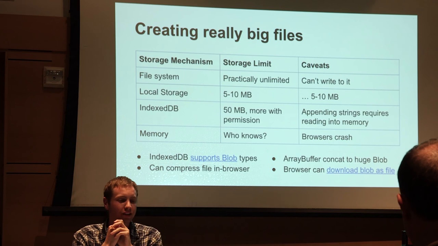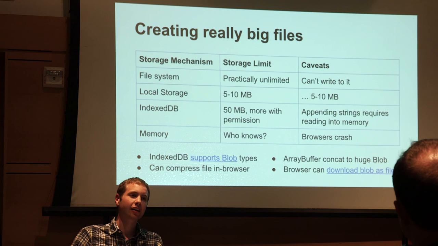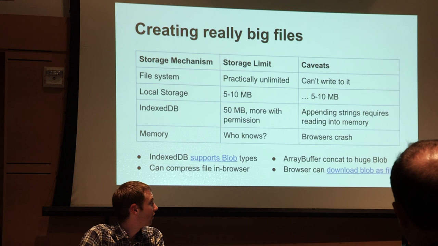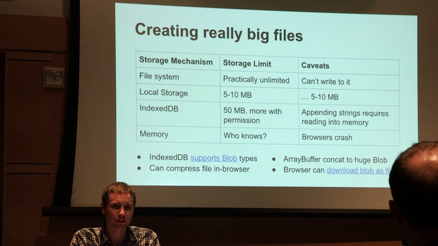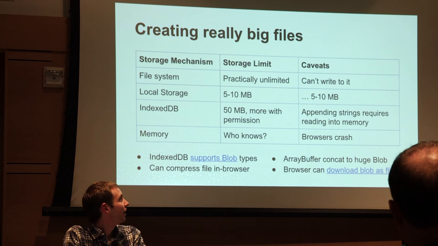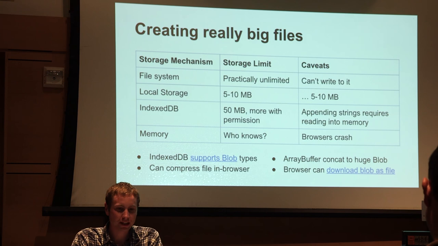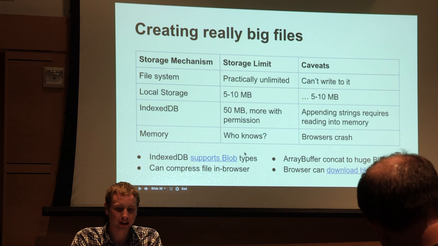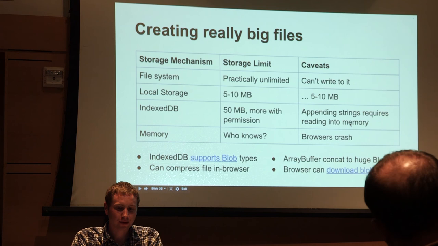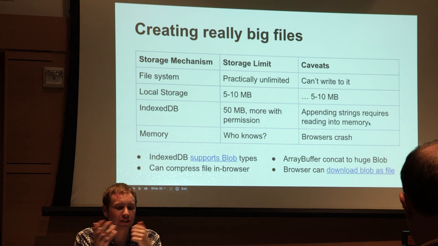I did get some questions before when I was going through this about creating really big files. So not just reading in the files is one challenge, but how do you actually create an output file that's huge? This table is just for reference. I honestly don't have a good answer for you. If you want to create a really huge file for the user in the browser, good luck. These are some recommendations for you. You'll probably want to resort to IndexedDB. You can use blob types, so binary data works really well. You can concatenate them. The only problem is that you'll have to append to strings in memory. So if you have a huge string that would crash in memory, I don't know what to tell you except maybe try compressing it before it gets big.